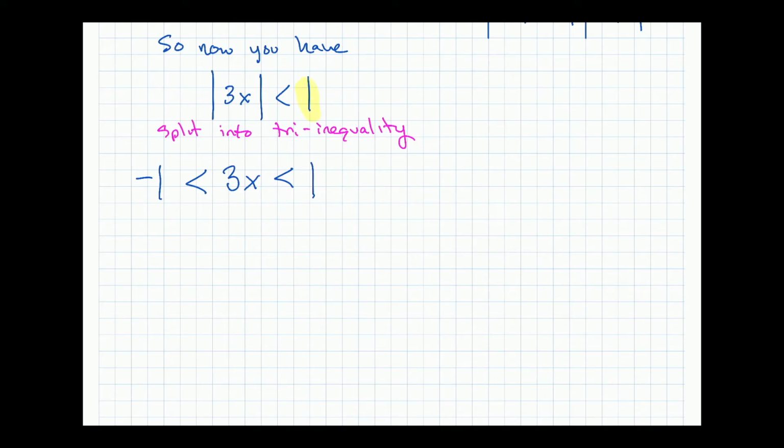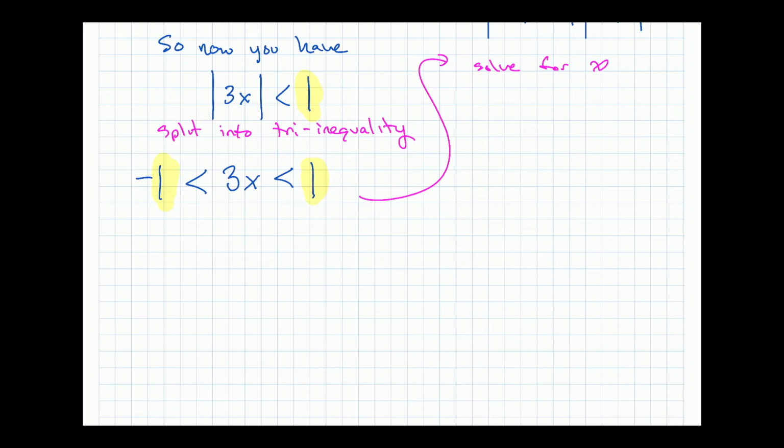So whatever this number is, this number. And whatever that number is, this number, but with a negative in front of it. So that's not supposed to be too hard, okay? You just split it like this. That's how you drop the absolute values. Now then, what you want to do is solve for x.